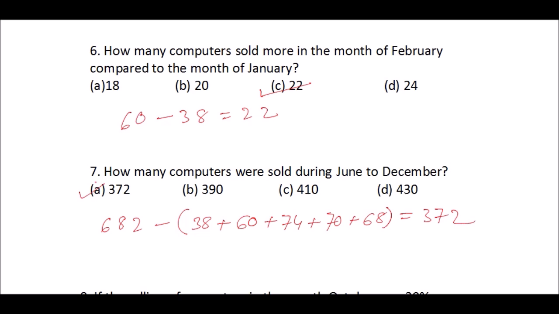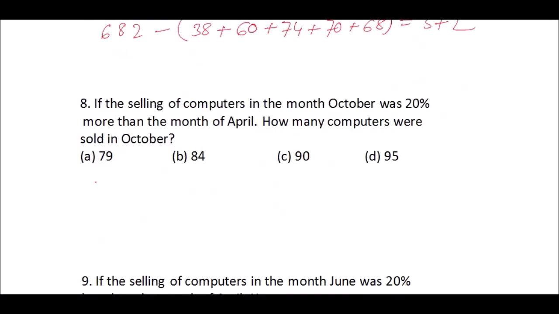Next question is, if the selling of computers in the month of October was 20% more than the month of April, how many computers were sold in October? From the chart we can see that in April 70 computers were sold, and there is a 20% increase in October. 20% of 70 is 14, so 14 more were sold in October. Therefore, the total number of computers sold in October is 70 plus 14, 84. Therefore, option B is the correct option.